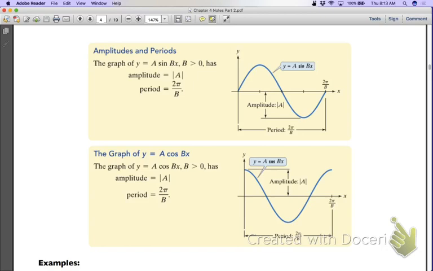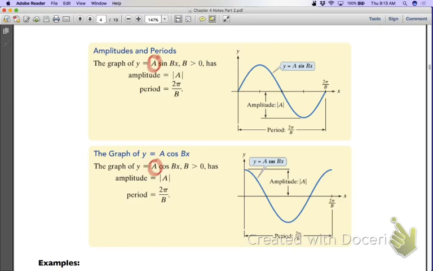Okay, we're either going to elongate the graph and pull it out to where it takes longer to complete a full rotation before it starts to repeat our values, or we're going to shorten it and push everything closer together. So A was the value in front of the cosine or sine function. That's still your amplitude, and that's not going to change. If it's negative, obviously it flips, but your amplitude is always going to be a positive value.